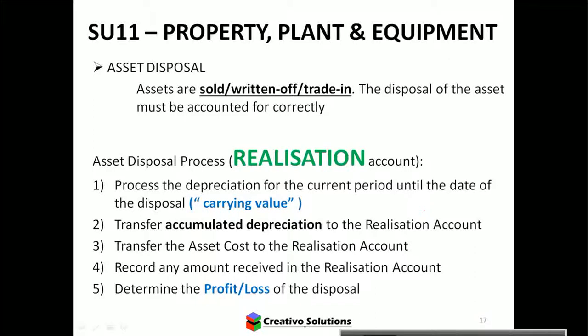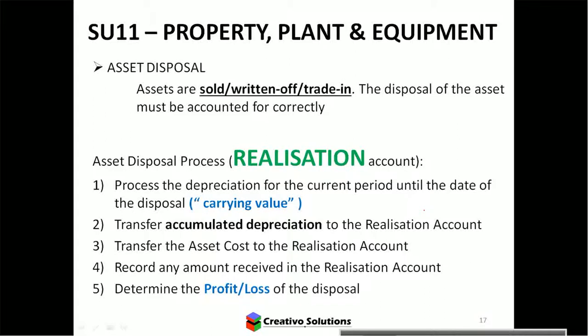Okay, these are the steps that we're going to follow. Okay, we'll use examples next week from the book. I'll show you how to do it. But this is the process. So process the depreciation. Why? I need to know what the asset is worth today, when I actually sell the asset. Right, so if I've used the desk up until the end of the month, I need to depreciate the desk up until the end of the month.